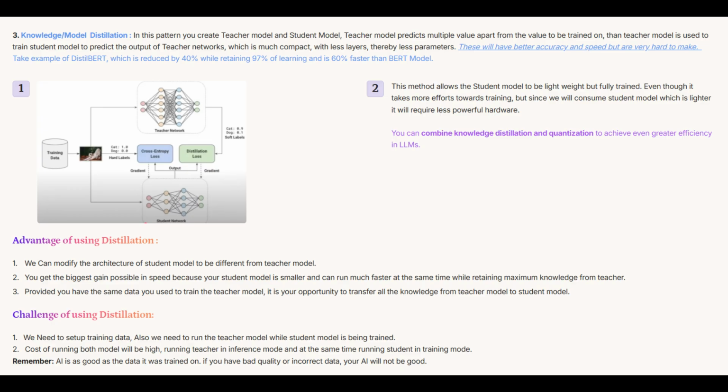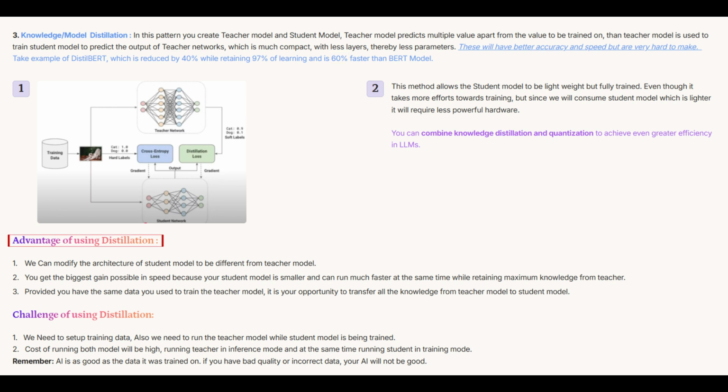In 2019, DistilBERT, a student model, was trained from BERT, a teacher model. DistilBERT is 40% smaller than the BERT teacher model, yet retains 97% of the capabilities of the teacher model, and because of its smaller size, it can run 60% faster when compared to the BERT model.